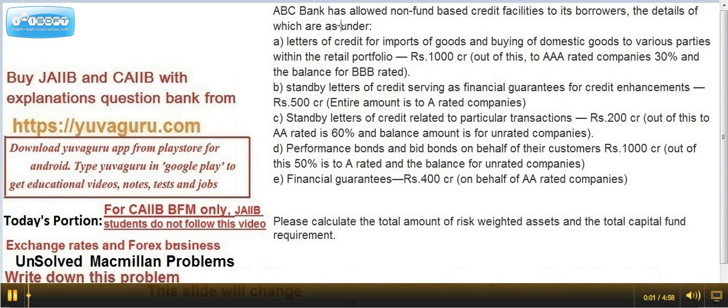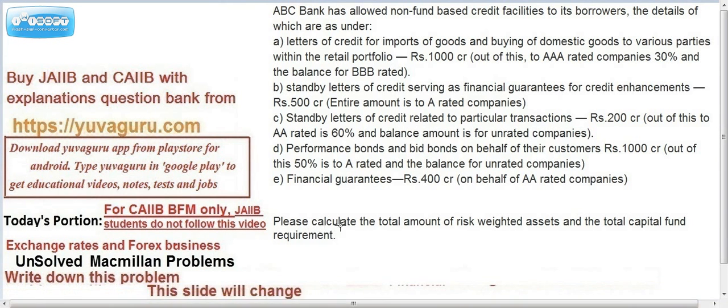Let's solve the case study on BFM for tier 1 and tier 2 capital. This problem is a bit different from the others solved because here there are two components which are to be checked in. One is the RWA factor and second is the CCF factor. Let's look at the problem.